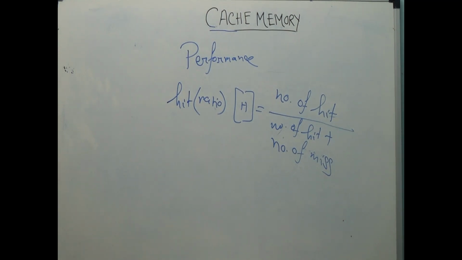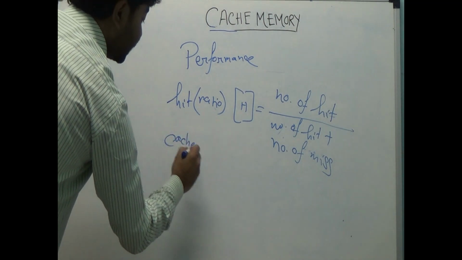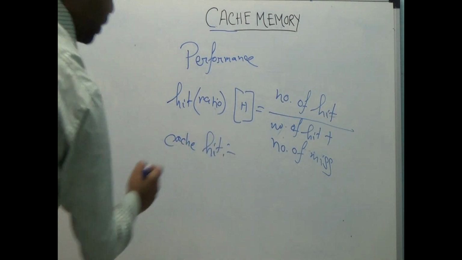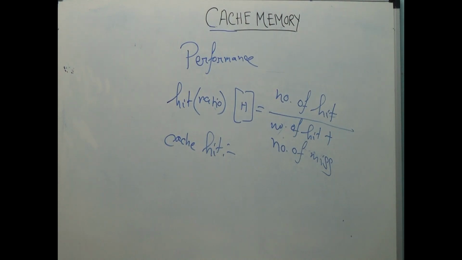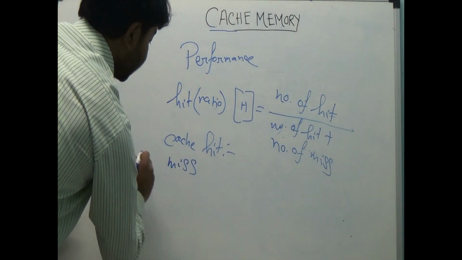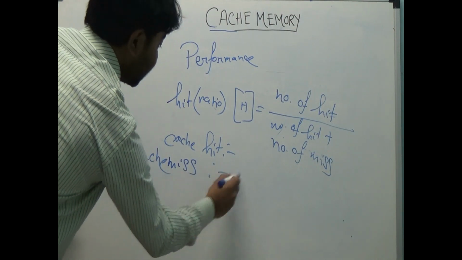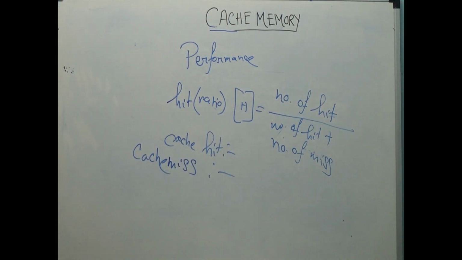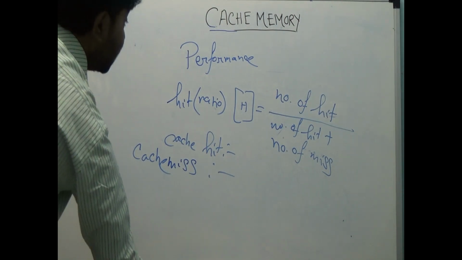Next question is, what is cache hit? When the CPU refers to main memory and finds that word or data in the cache memory, then it is called cache hit. Then what is called cache miss? When the CPU refers to data or word that is not found in the cache, then it is called cache miss. So we get here the two definitions of cache hit and cache miss.